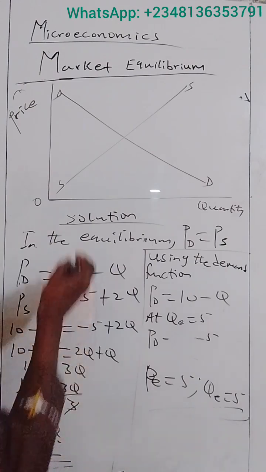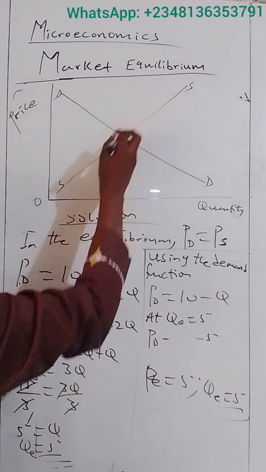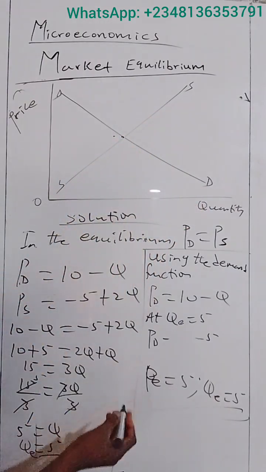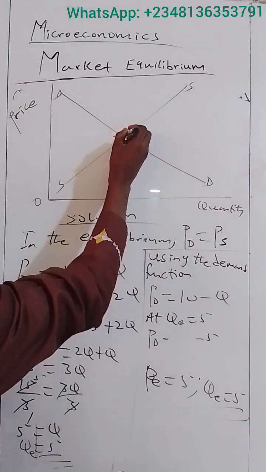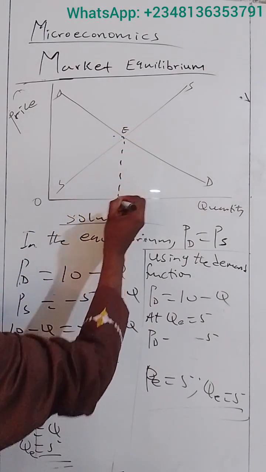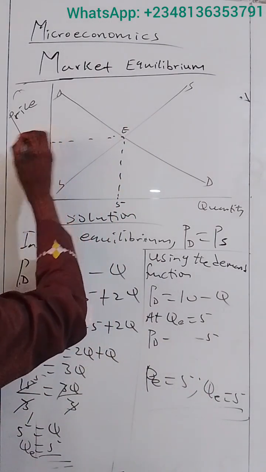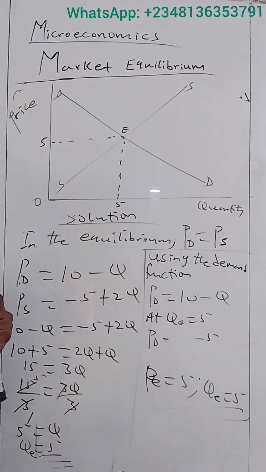Now this is where S equals D. That's where there is intersection of the demand curve and supply curve, where QD is equal to QS. So at this point we have equilibrium. I trace it down. This is 5, the equilibrium quantity, and this is also 5, the equilibrium price. So this is the graph of this result.